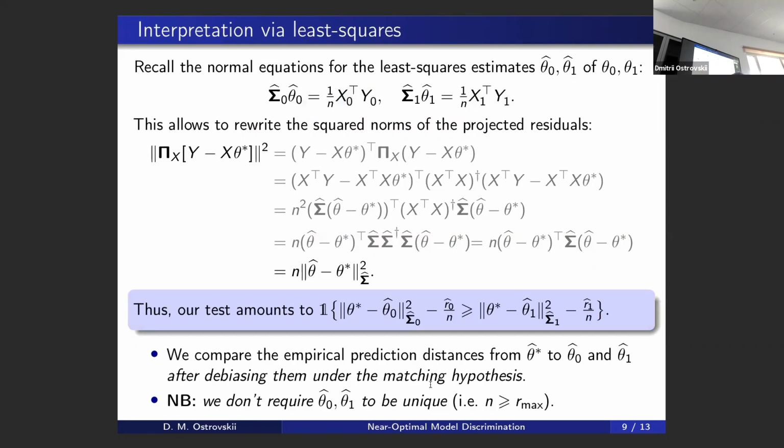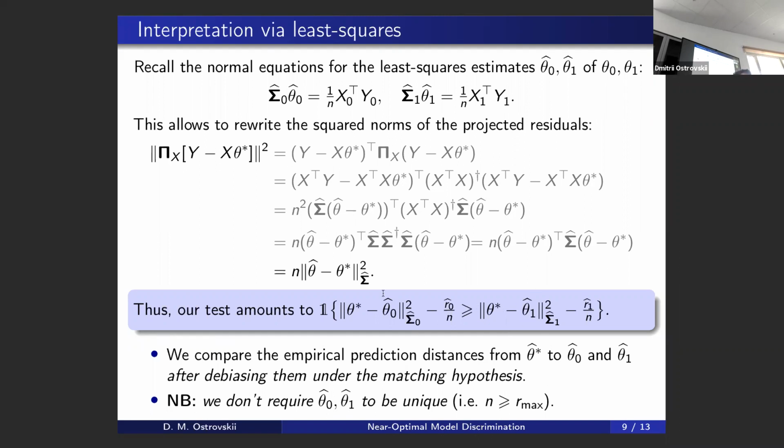Then just a small interpretation. I don't know how interesting it really is, but let's just briefly go over it. You can interpret this improved test in terms of the plugin estimates, in terms of the kind of ill-posed plugin estimates of theta 0 and theta 1. So this is a bit tricky.